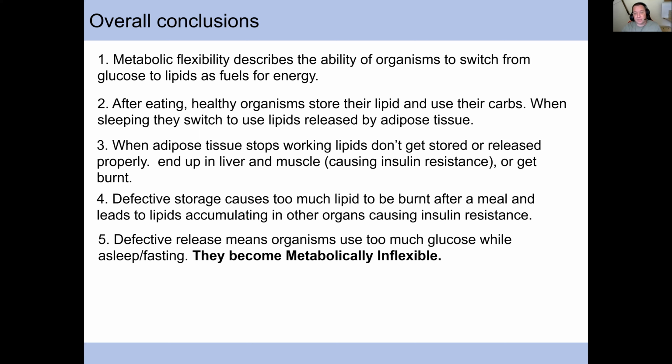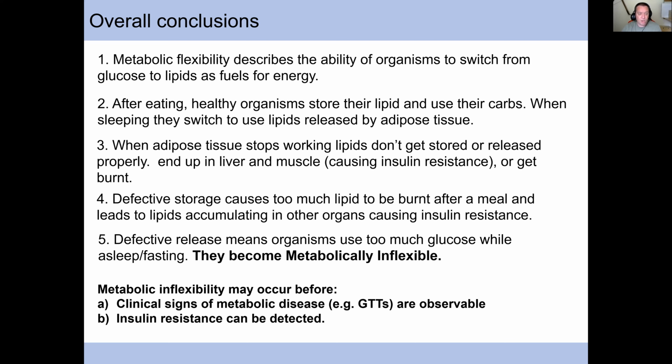And points 4 and 5 together manifest as metabolic inflexibility. And given our data from the gamma-2 and a couple of other models, we think the metabolic inflexibility, if we can measure it and intervene to target it, it's important because it occurs before clinical signs of metabolic diseases like diabetes and the test as a GTT are observable. So it's an early stage event. And it also occurs before, and I haven't shown you this data, before insulin resistance can be detected. So we know with metabolic diseases, if we can intervene early, the better it is for the outcome of the patient.